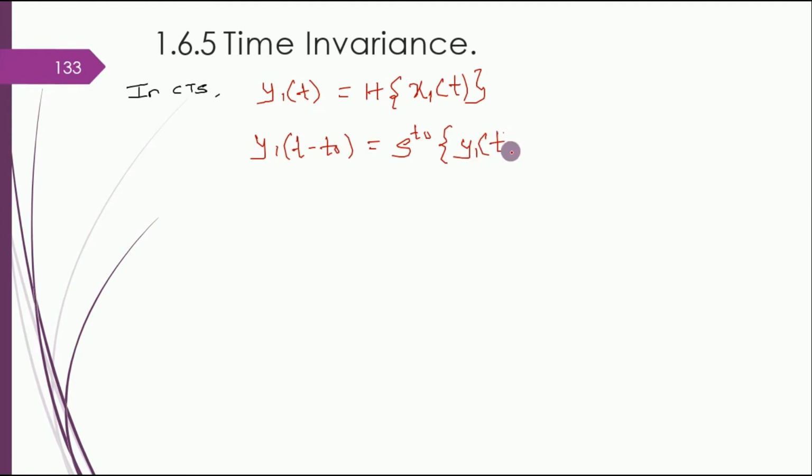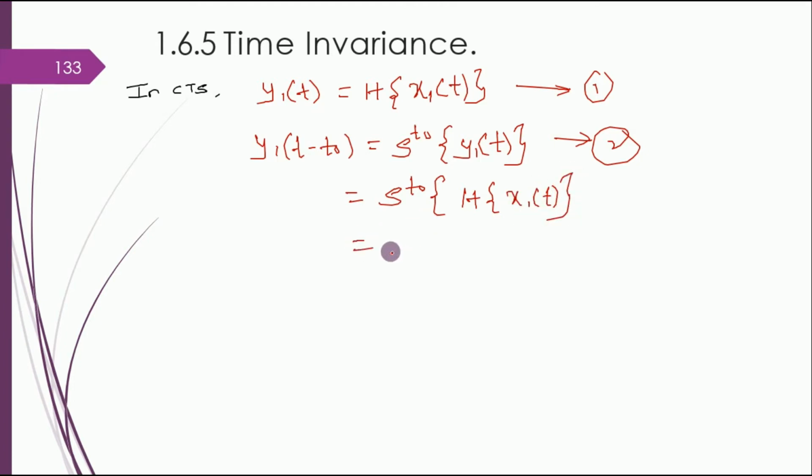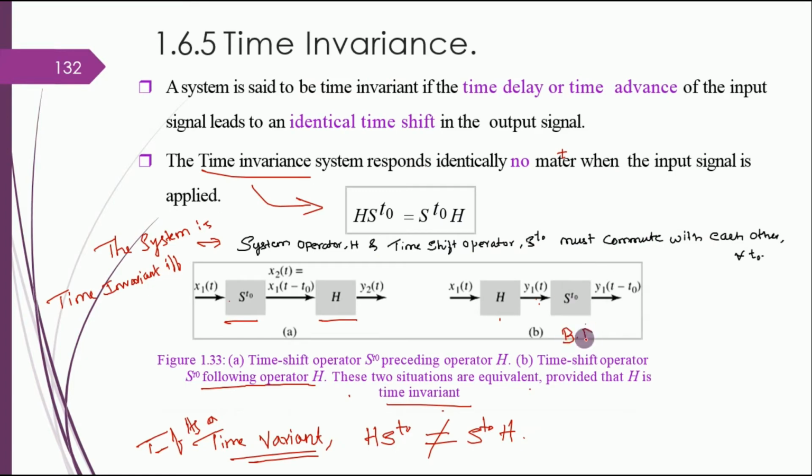And if I write y1 of t, these are the two operations we are making, H being the system operator, S being the shift operator. Let me call it 1 and let me call it 2. And so I substitute y1 of t, 1 in 2. So what happens? This is h of x1 of t. If I open the brackets, it will be S t naught h x1 of t. This I could get by block diagram 2, which was in the previous diagram. Let me call it block diagram 2. This is block diagram 1.